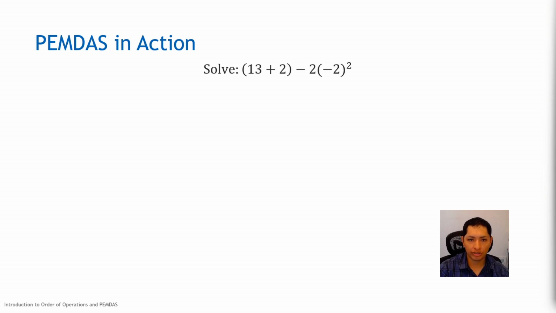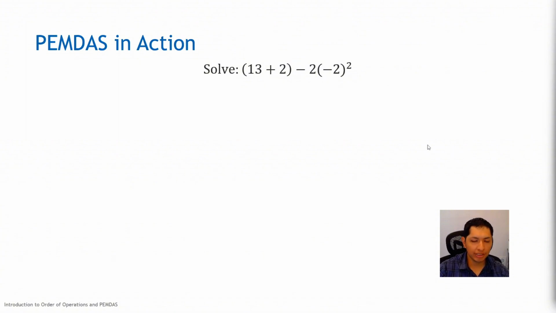So let's see how it works with this problem. Let's say that we are asked to solve 13 plus (2) minus 2 times (-2) to the second power. I'll tell you right now, it's already looking a little complicated. It looks very different than just 5 plus 7 minus 3 or anything that has been done in the past. But with PEMDAS, or order of operations, we'll see that it just keeps getting broken down into multiple answers that at the end give us what we're looking for.